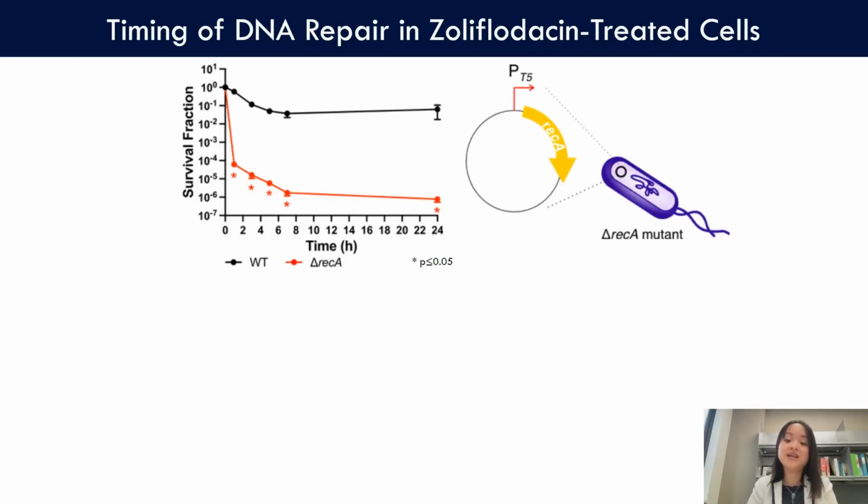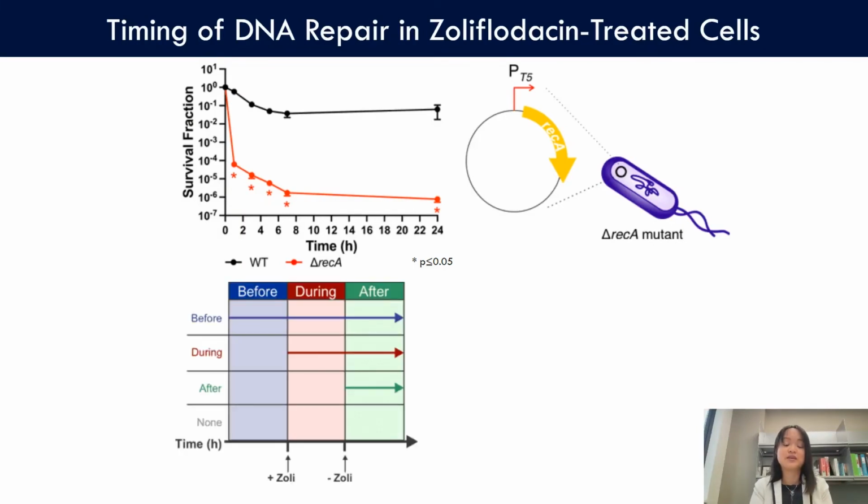And to look at when these persisters may be recovering and repairing damaged DNA, we made use of an inducible copy of recA and complemented the delta recA mutant with this construct. With this construct, we're able to tinker with the timing of recA expression, either inducing recA expression before, during, or after zoliflodacin treatment. And so we can look at when recA expression may be required.